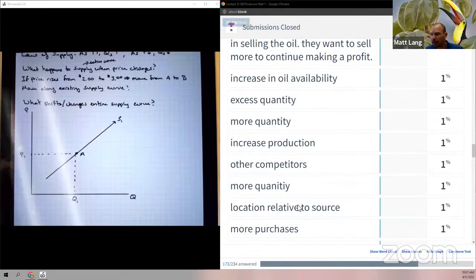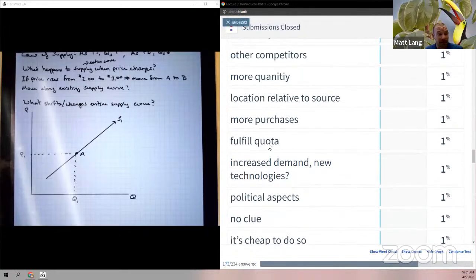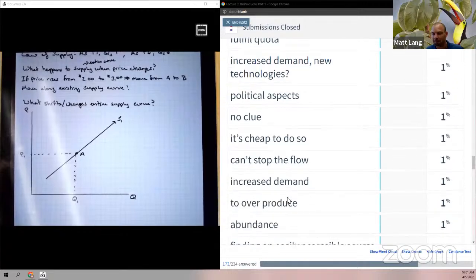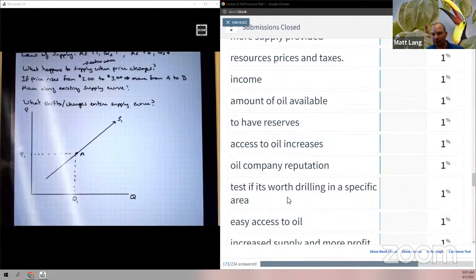That's great. So let's see, fulfill quota. Yeah, there might be some sort of external force that's pushing you to do something. Politics. So kind of back to regulations. Yeah, this is great. These are all good.